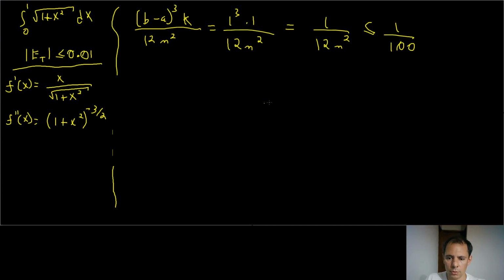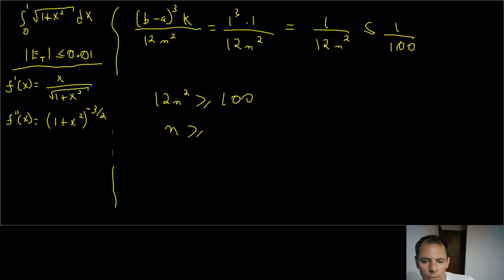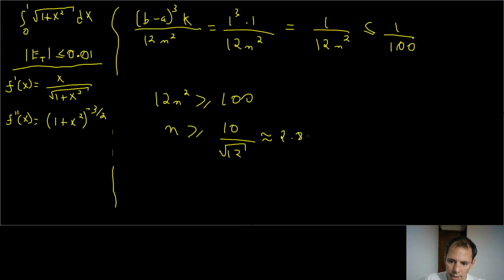Now, what you can do is take the reciprocal of these two and say that 12n squared is going to be greater or equal to 100. n has to be greater or equal to the square root of 100, which is 10, divided by the square root of 12. Okay. Now, when you do this in here, the book says that this is approximately 2.89. Right? Now you want n to be an integer.